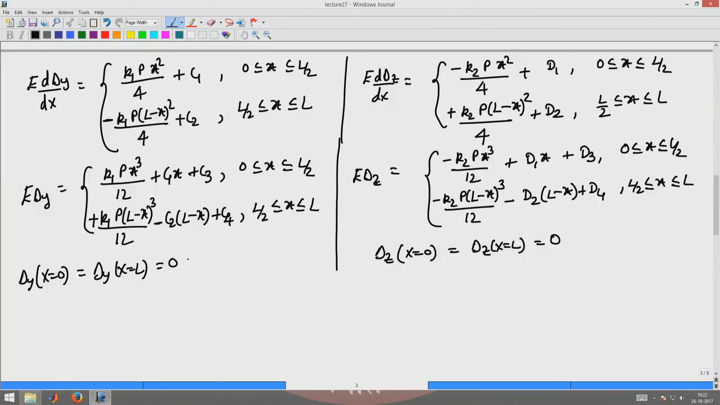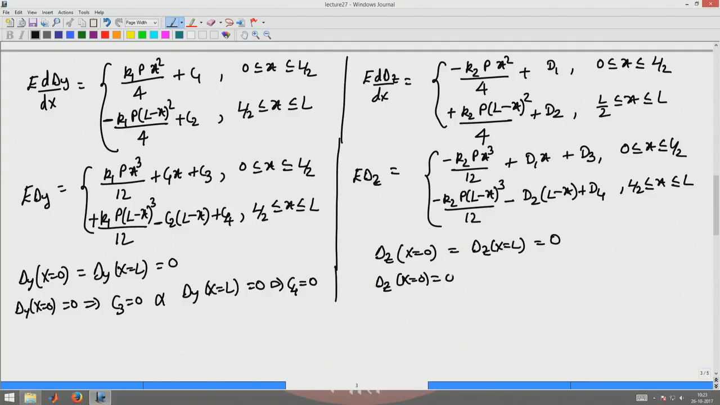It can happen that it can be simply supported in y and fixed in z, or vice versa, or fixed in both, so that depends upon the problem at hand. Okay, so this is 0. So these conditions will imply that delta y at x equal to 0 implies c3 is 0, and delta y at x equal to L equal to 0 would imply c4 is 0. Similarly here delta z at x equal to 0 implies d3 is 0, and delta z at x equal to L equal to 0 implies d4 is equal to 0. Okay, so now we have to find constant c1 and c2, that comes from the continuity condition.